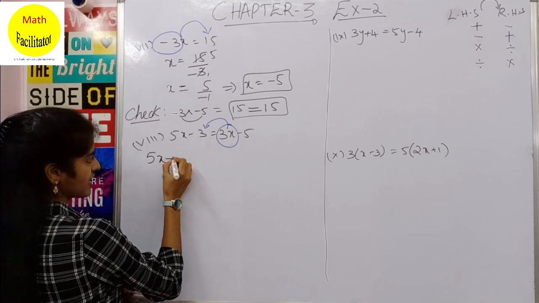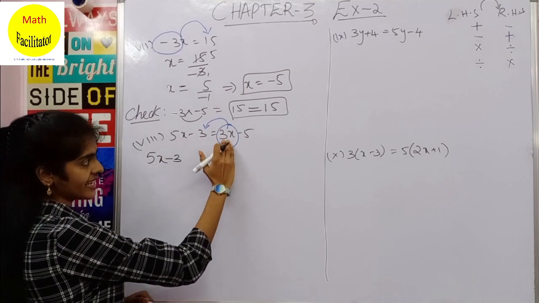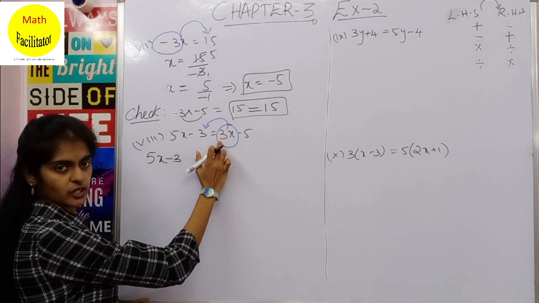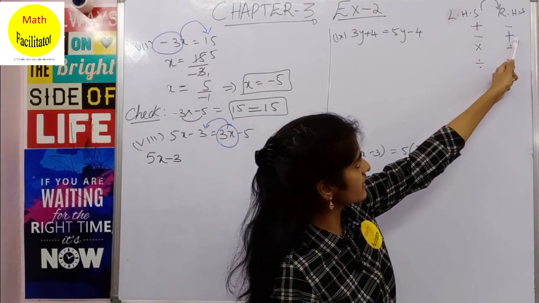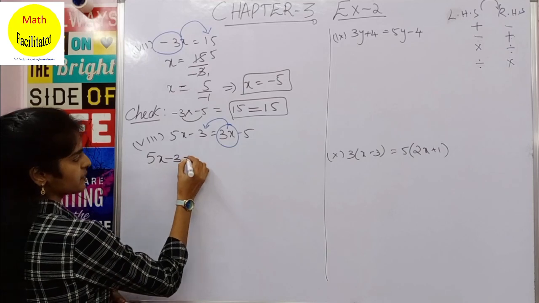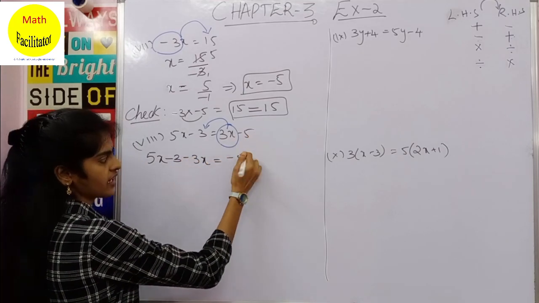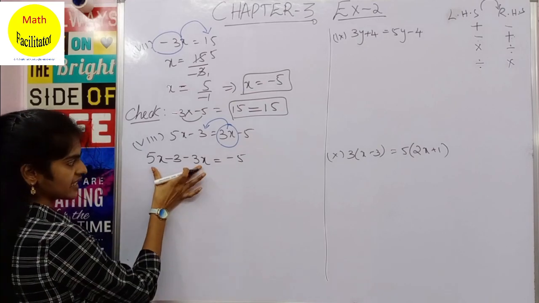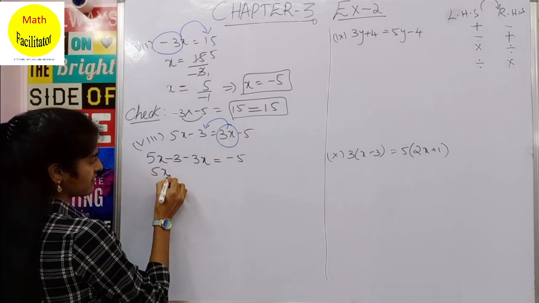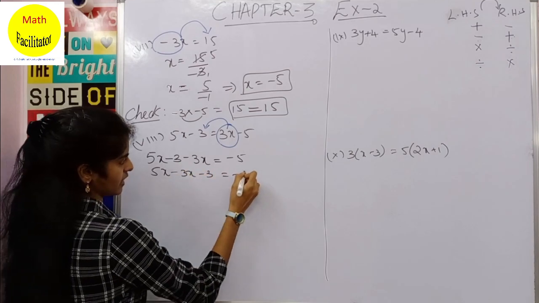So you have 5x minus 3 here, and you are bringing 3x also to this side. Now 3x is what? It is positive. When a positive quantity comes to LHS, it becomes negative. Positive becomes negative, so it becomes minus 3x equal to, you have minus 5 left out here. Now let us bring these two x terms together. 5x minus 3x minus 3 equal to minus 5.